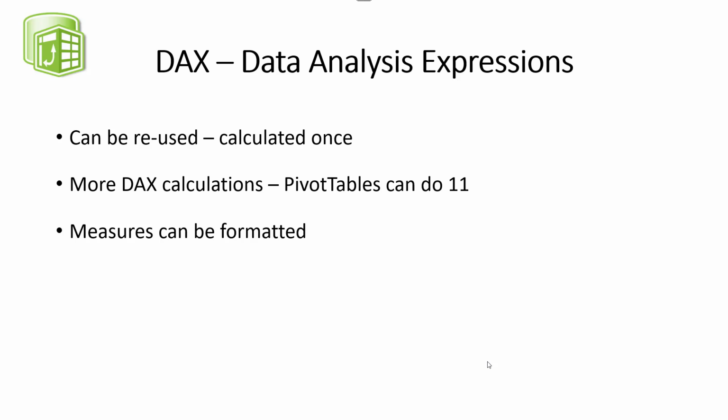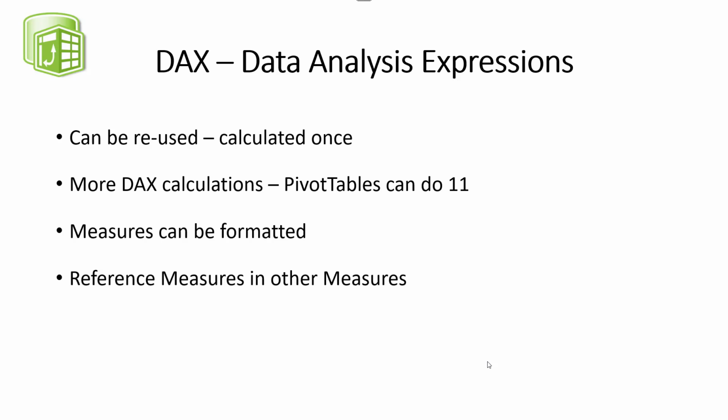Measures can be formatted in advance. When you're using pivot tables, you have to apply that formatting. Or when you write a formula in a cell, you have to format that cell, every cell. A measure can be formatted at the time of creation, and every time you use it, it will be formatted that way. You don't need to tell it, it knows in advance.